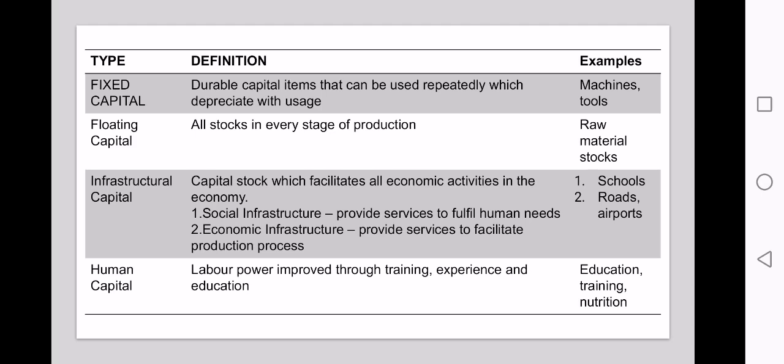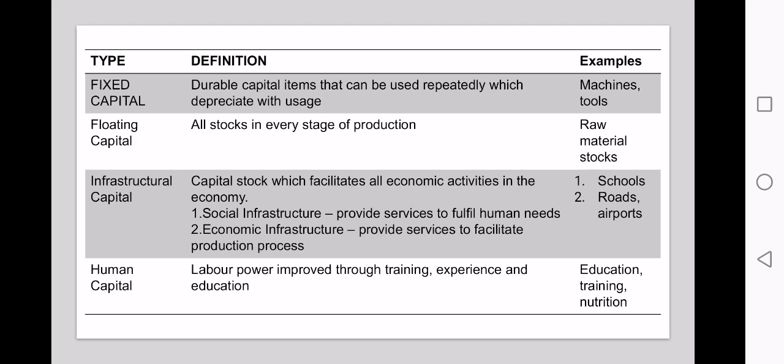Finally, we have human capital. This is pretty nice. And a frequently asked question, what human capital is? Human capital is the labor power improved through training, experience, and education. So human capital is there in all labor. But then it has to be improved.